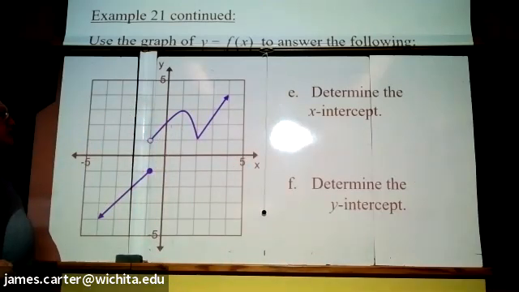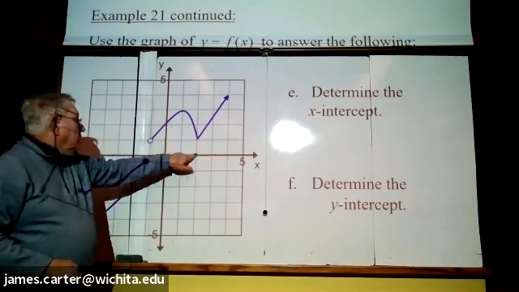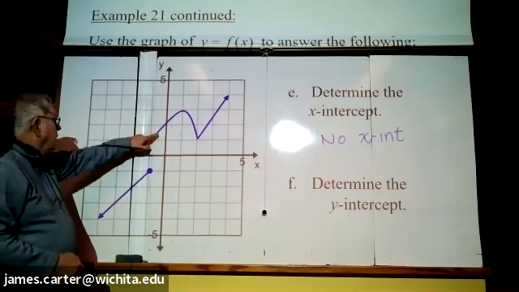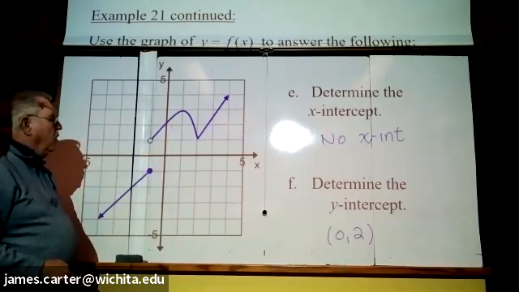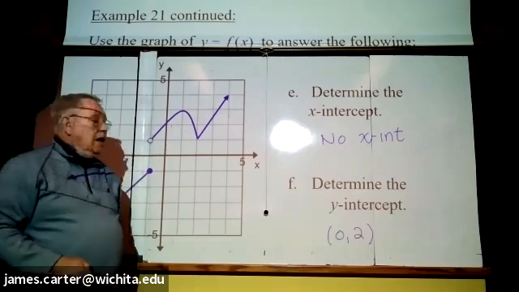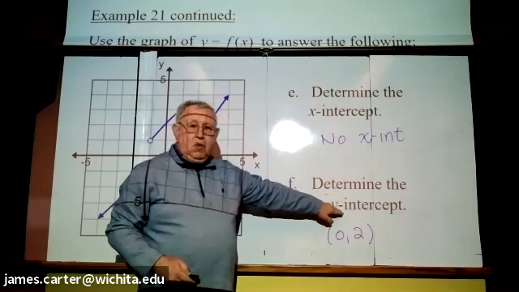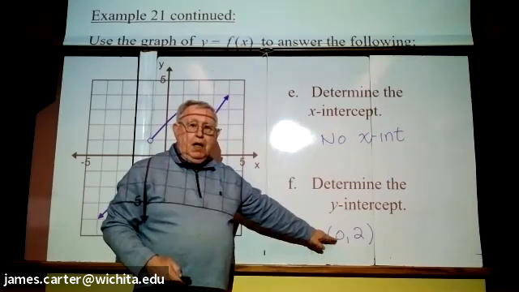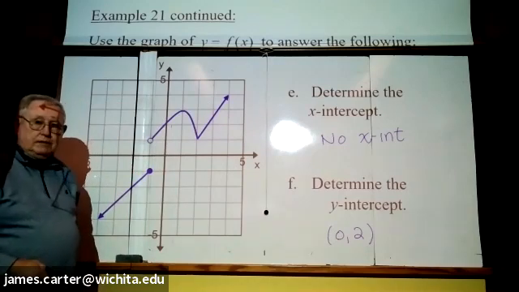Okay, determine the x-intercept. Well, in this case, there is no x-intercept because nowhere does it cross the line. The y-intercept is right here at y equals 2, or the point (0, 2). Now, I need to make a point about something. If it asks you what the y-intercept is, it's expecting you to give the answer in point form, and it'll be a point deducted if you just wrote simply 2.